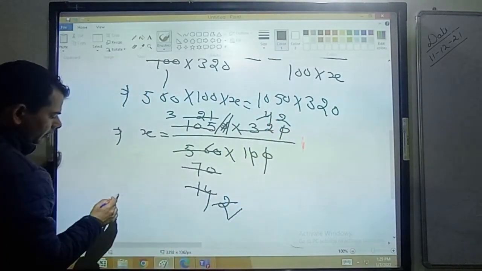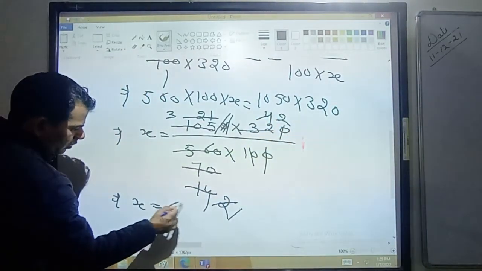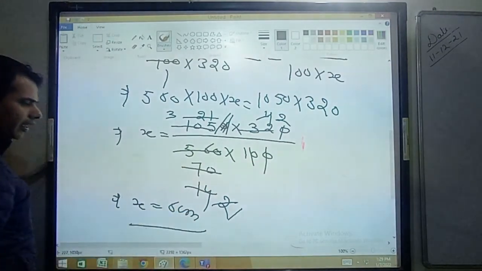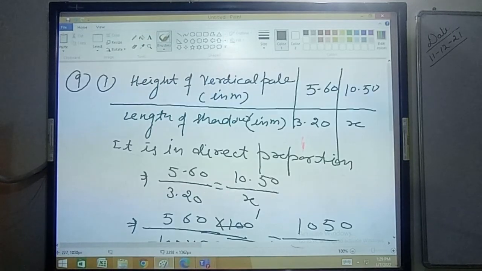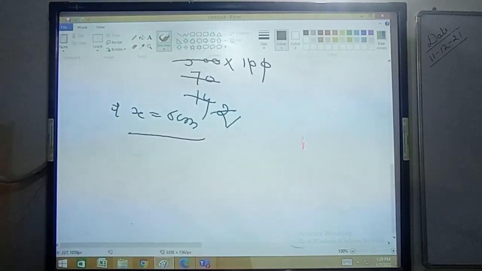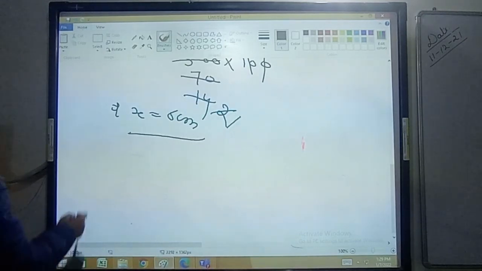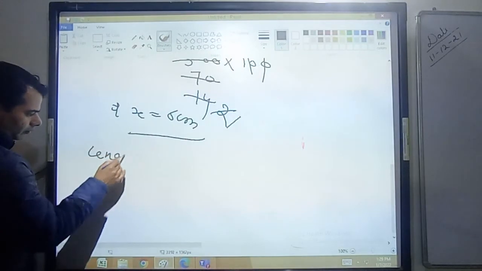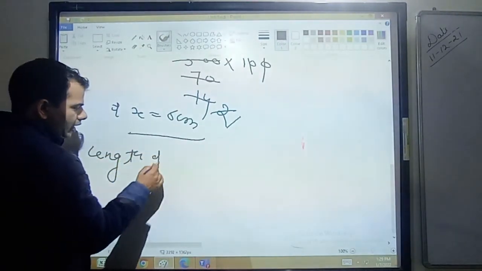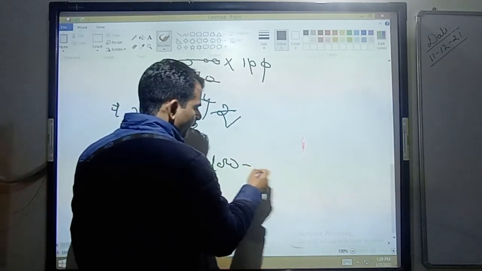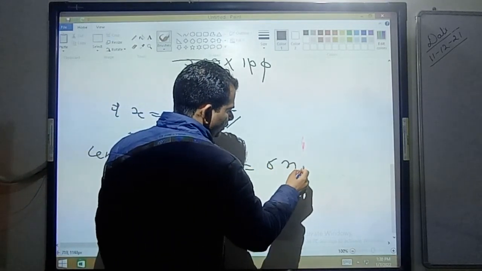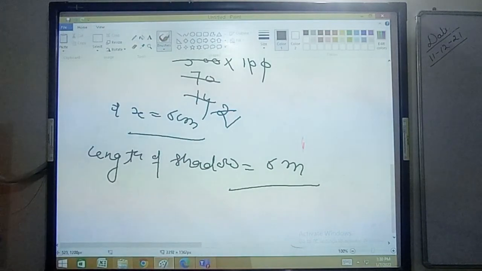X is equal to 6. If the height of vertical pole increases to 10.50 meter, then the length of shadow will be 6 meter.